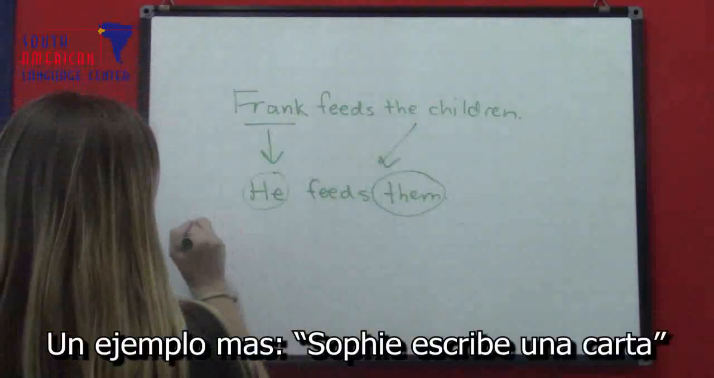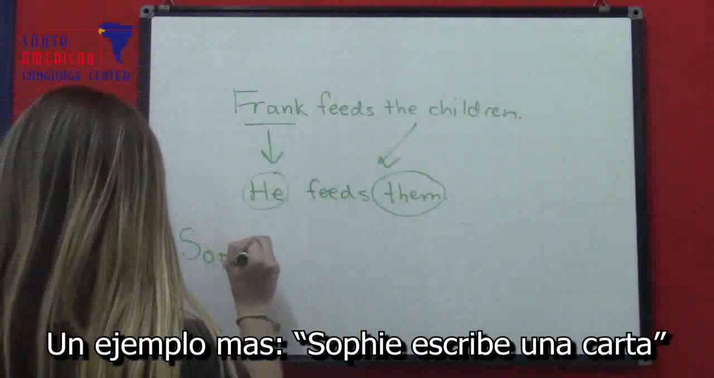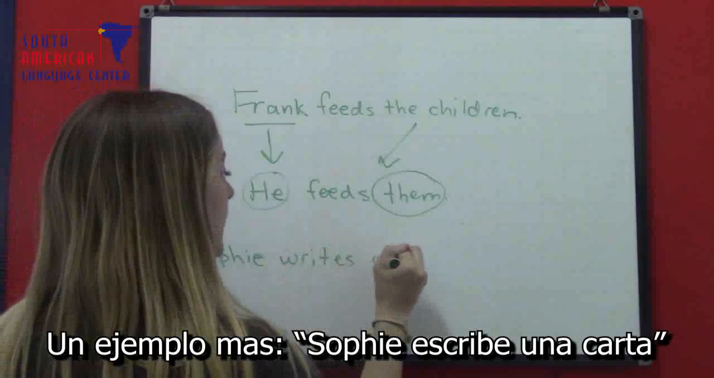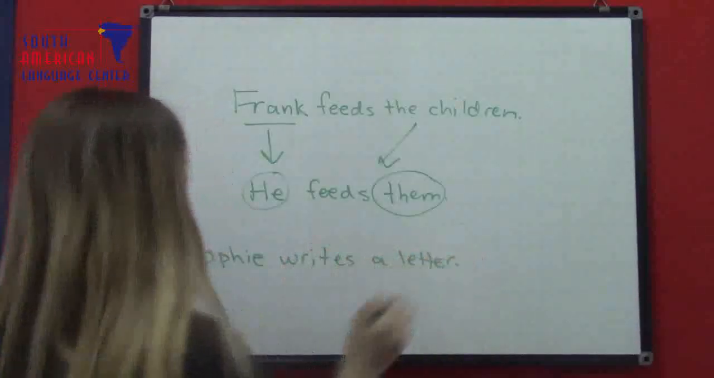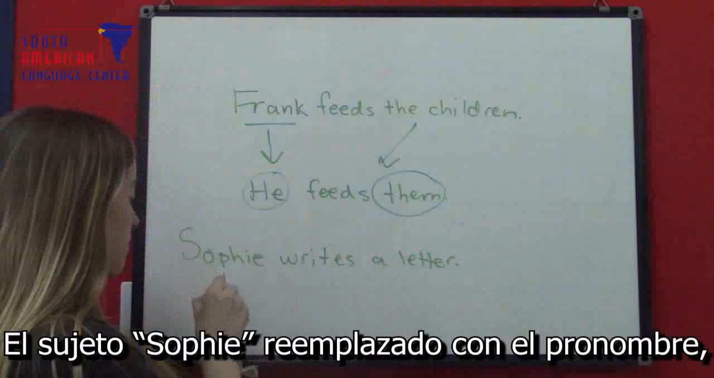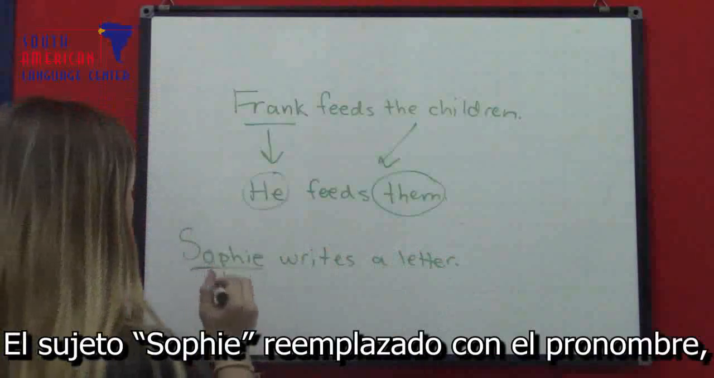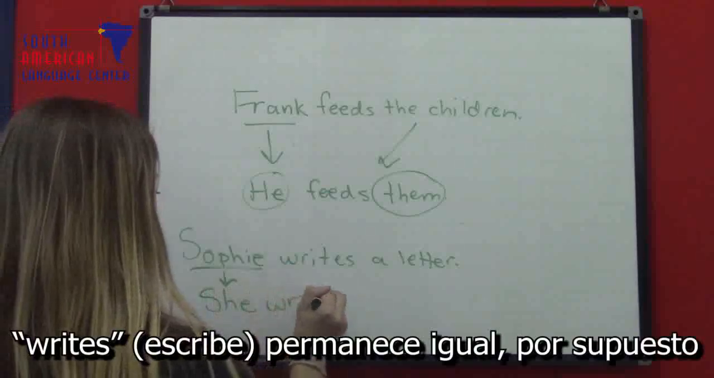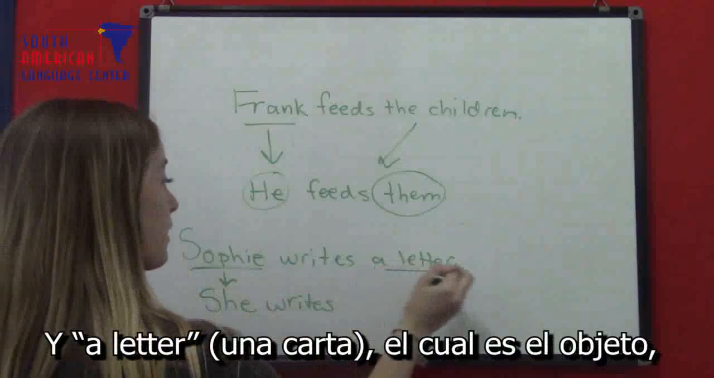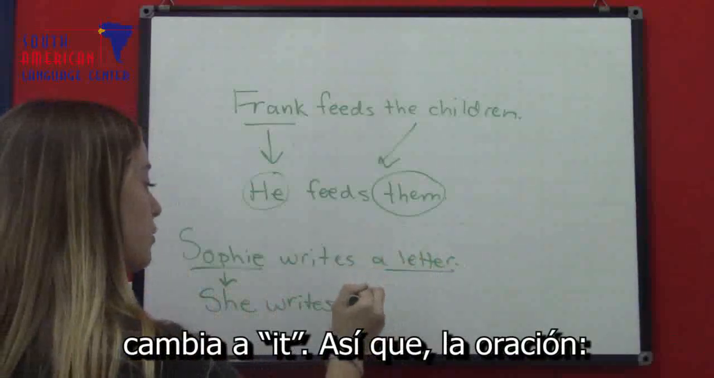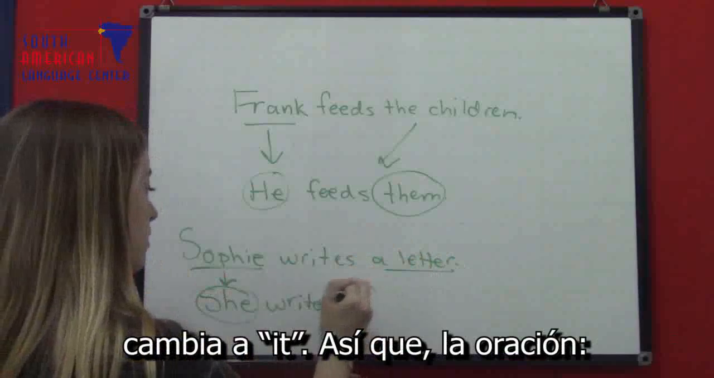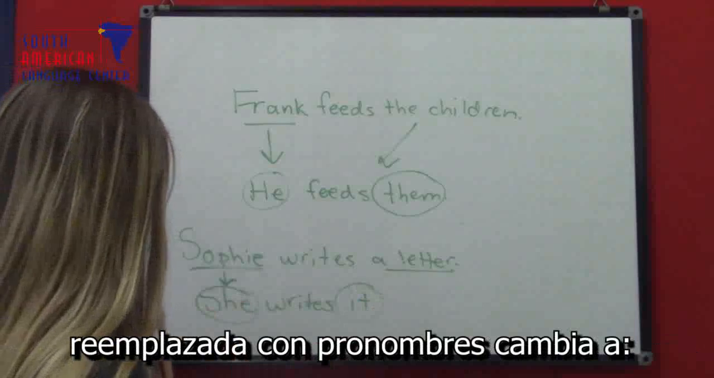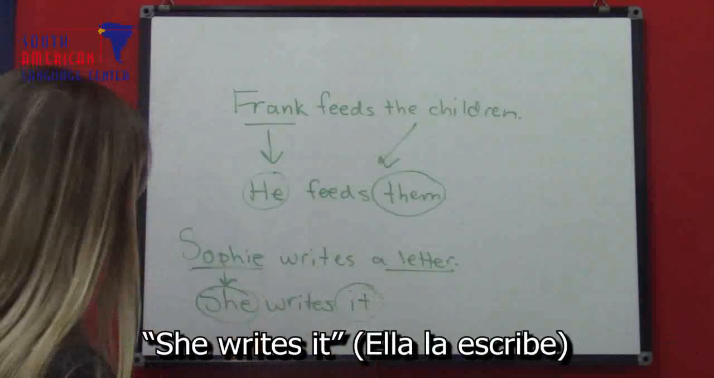One more example. Sophie writes a letter. The subject, Sophie, replaced with a pronoun, becomes she. Writes stays the same, of course. And a letter, which is the object, turns into it. So the sentence, Sophie writes a letter, replaced with pronouns, turns into she writes it.